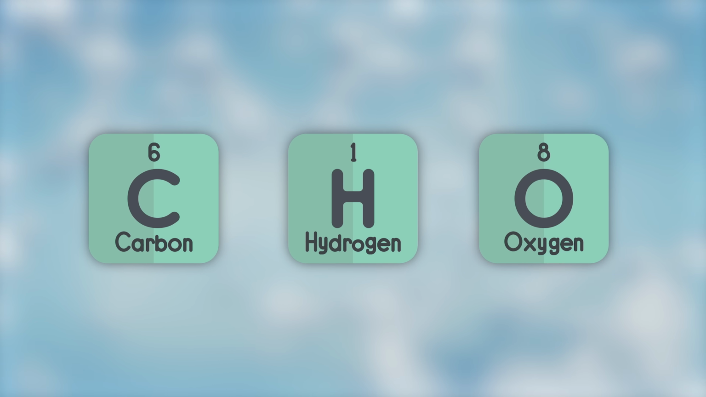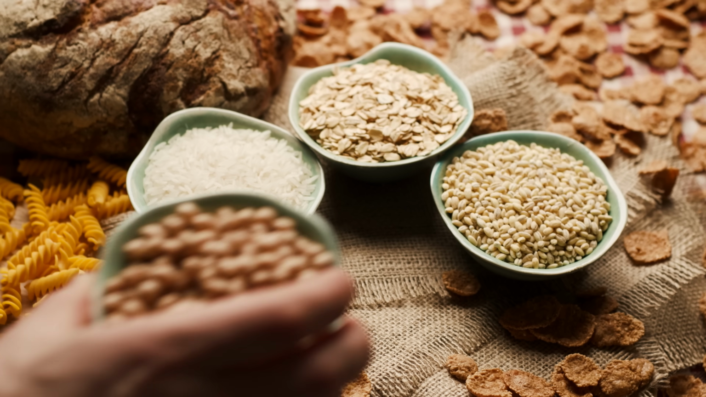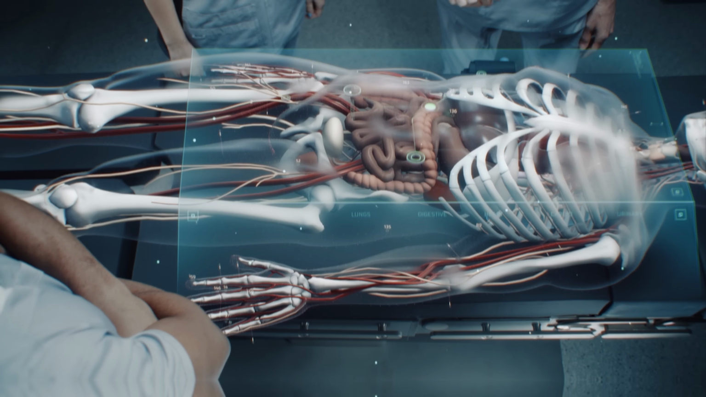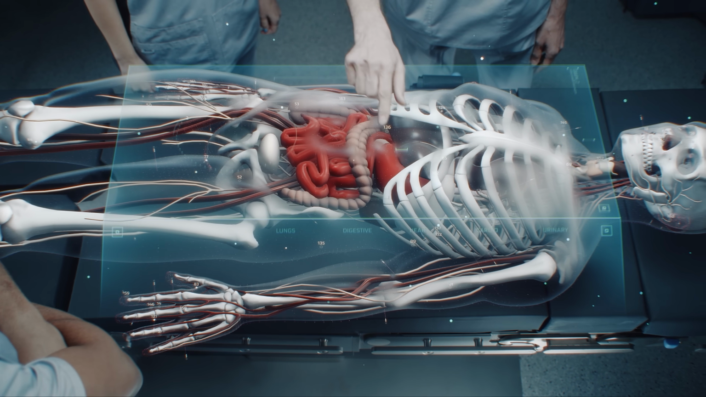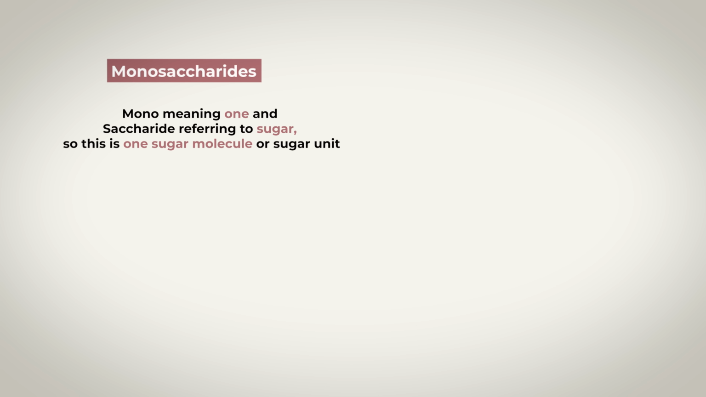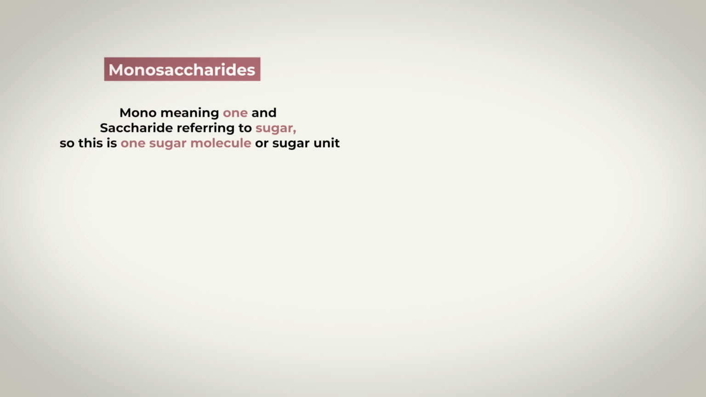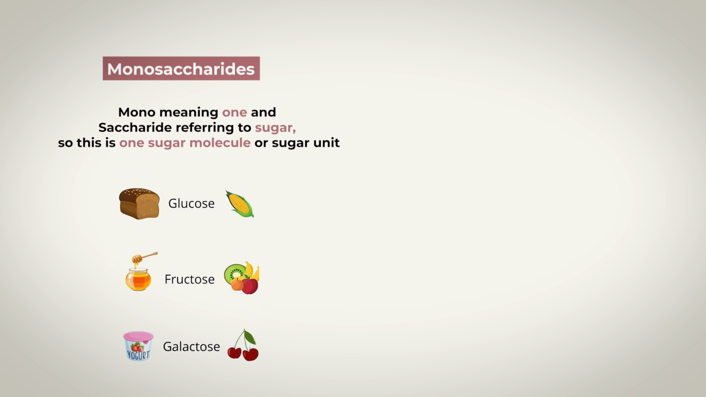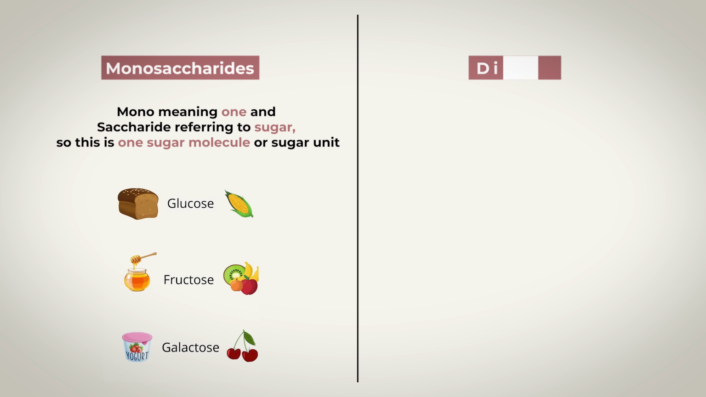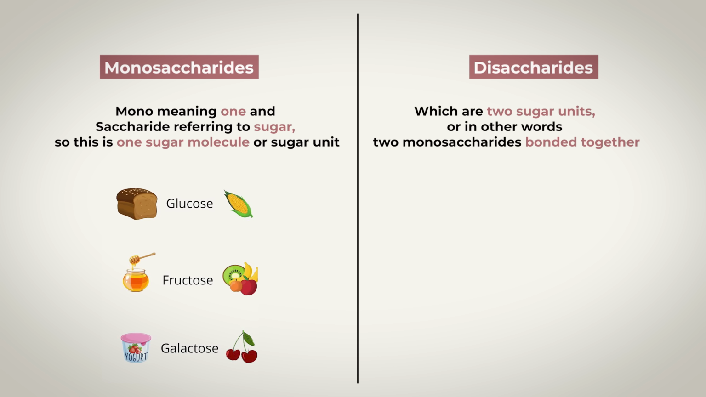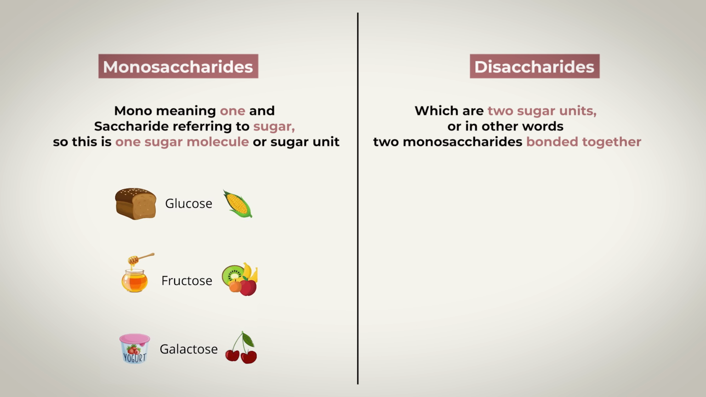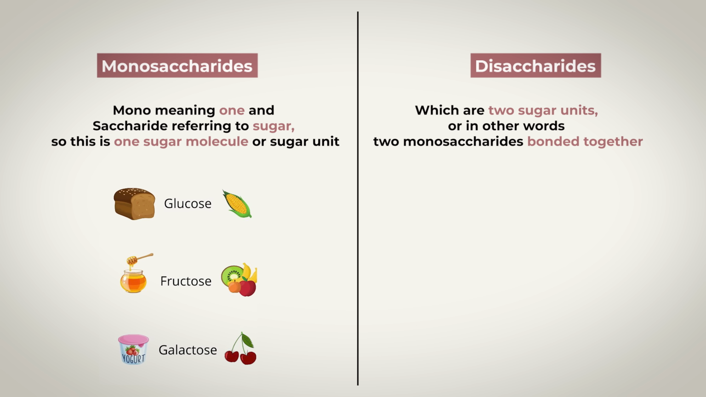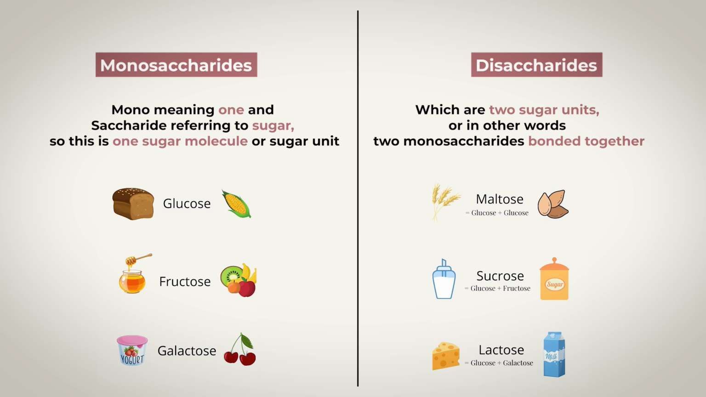Carbohydrates are molecules made up of carbon, hydrogen, and oxygen, and they are obviously found in many different foods and exist in different forms. And understanding these different forms will be important to understanding how our bodies process and utilize carbs. There are monosaccharides, mono meaning one and saccharide referring to sugar. So this is one sugar molecule or one sugar unit. And the monosaccharides that are found in food include glucose, fructose, and galactose. There are also disaccharides, which are two sugar units, or in other words, two monosaccharides bonded together. And the disaccharides found in food include sucrose, lactose, and maltose.